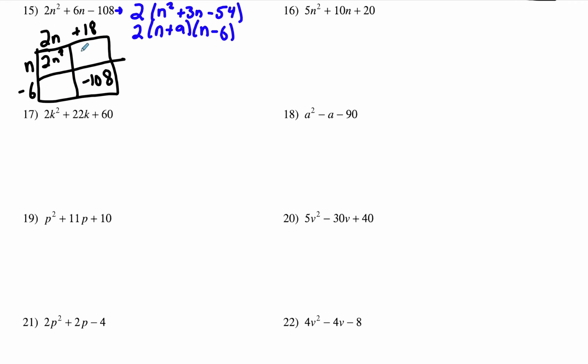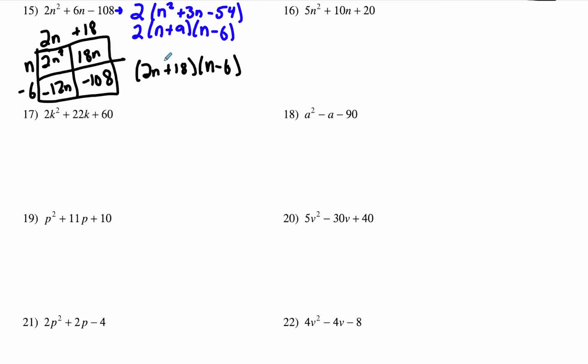And you can see that if you do this, this becomes 18n. This becomes negative 12n. And then when you do 18 minus 12, you get 6n. So here what you get is 2n plus 18 times n minus 6. Now notice, these are equivalent to each other. They have to be, because I just used two valid methods to solve the same problem. And if both methods are valid, they must yield the same solution.